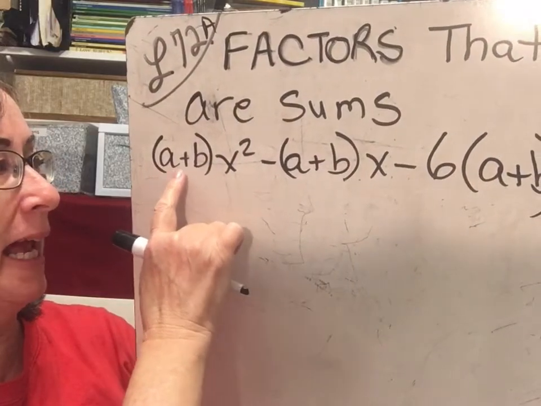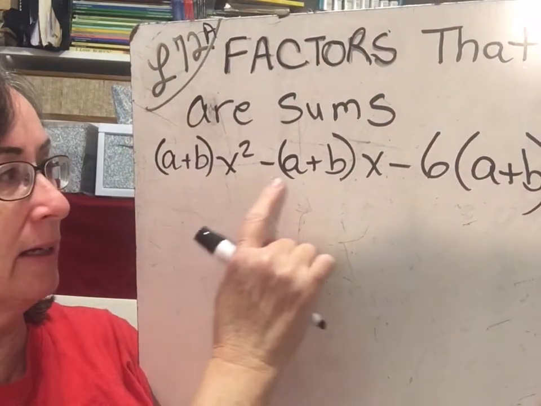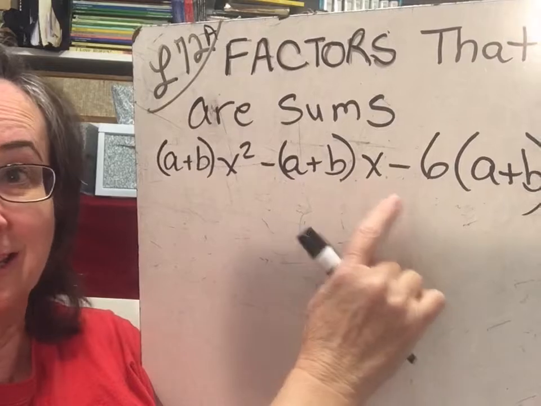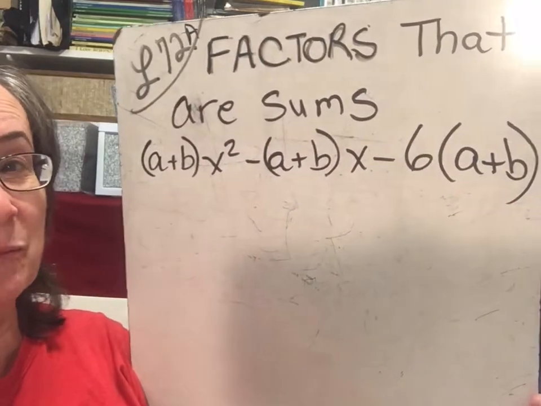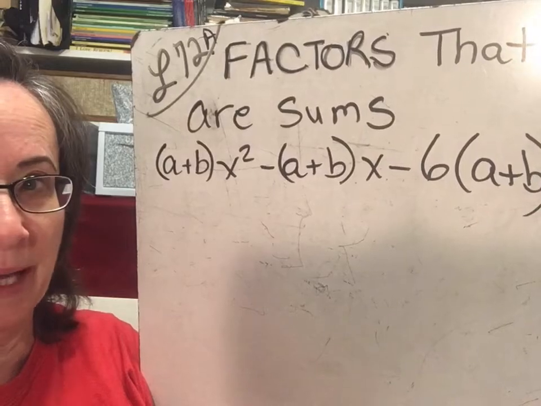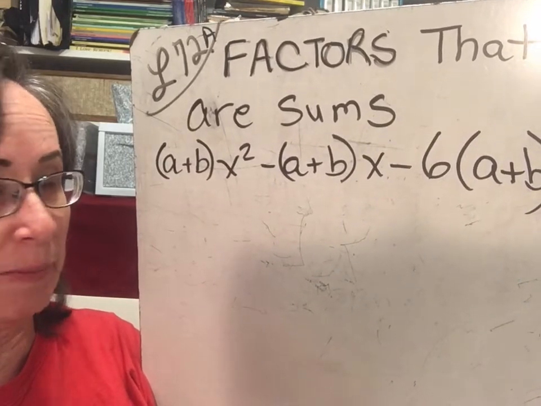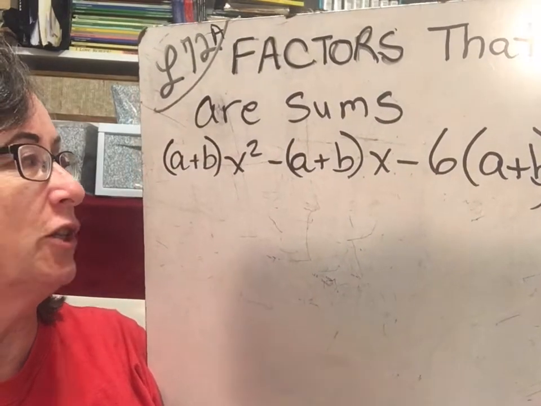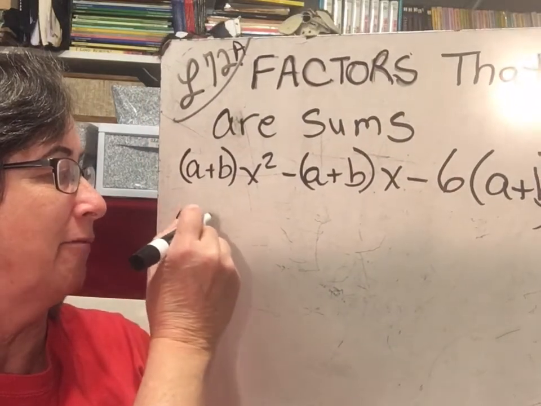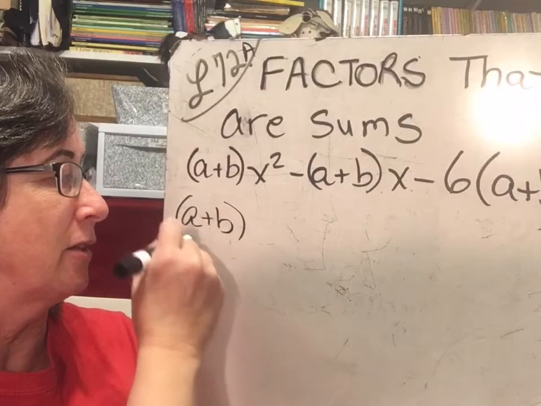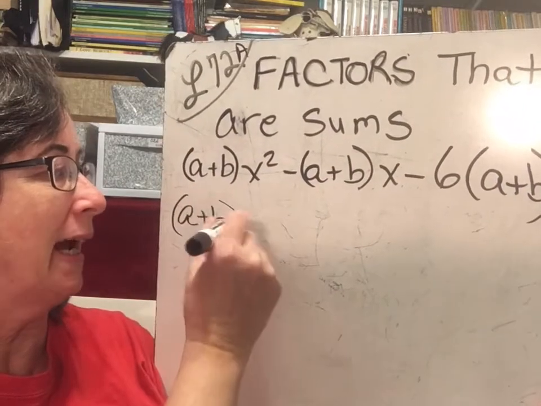Look at this one: a plus b times x squared, minus a plus b times x, minus 6 times a plus b. Anytime we see something like that, where we have a plus b, a plus b, a plus b, we're going to factor out the a plus b because it is a common factor. So we'll factor it to the front and then we'll write what's left.